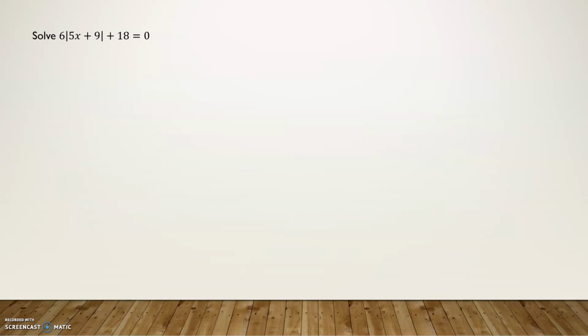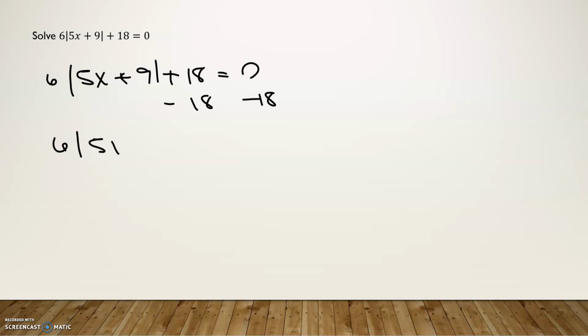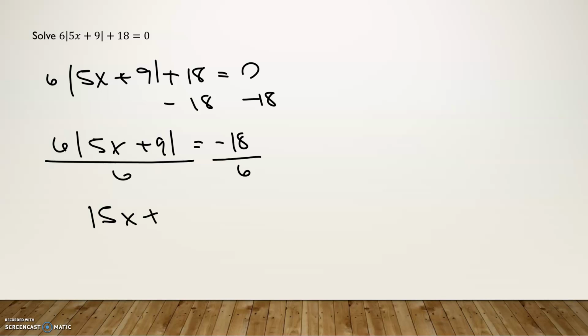Okay, look at this one. We'll run through the same thing. We are going to try to isolate the absolute value, which means first thing I'm going to do is subtract 18 from both sides. And divide by this 6. So that's negative 3. Now I'm going to stop right there.